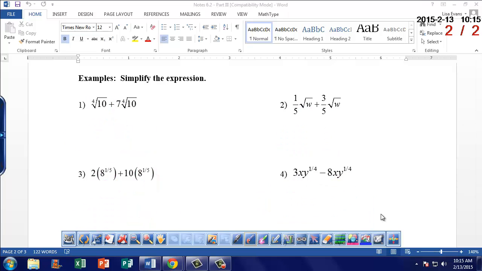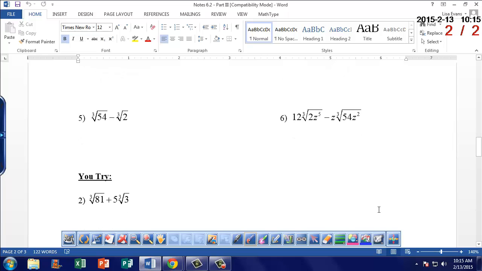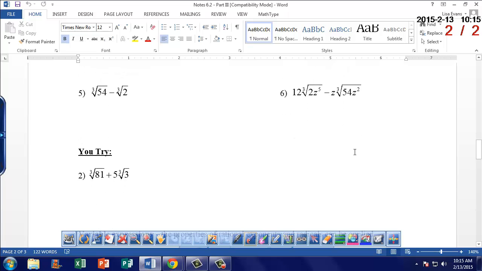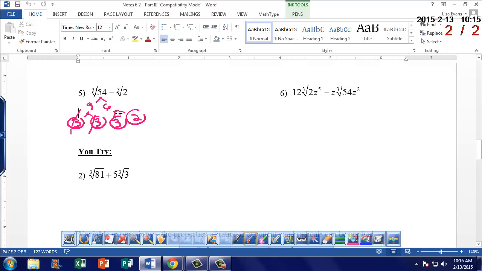Now, it'll get a little trickier in a problem like this. Right now, I can't add the cubed root of 54 and the cubed root of 2. So what you're going to try to do is simplify it if you can. Let's see if we could simplify 54. I know it's 9 times 6, I know it's 3 times 3, and I know this one's 3 times 2. So I can simplify this because I have 3 3's, so 3 cubed root of 2 minus the cubed root of 2.